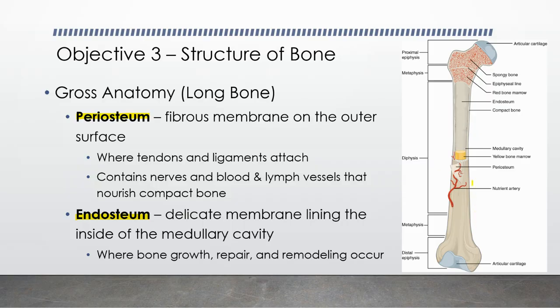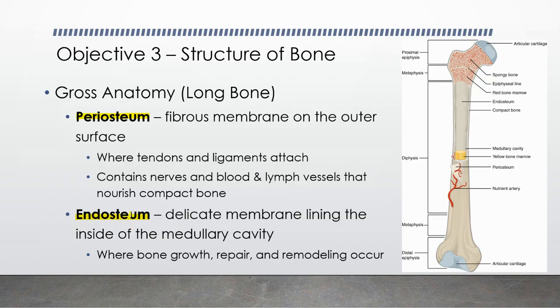You can see it's all of this area right here. You can pretty much find it everywhere except for where you see this articular cartilage. This is where your tendons and your ligaments are going to attach to the bone. It does contain nerves and blood vessels, and that's going to make sure the bone has a constant supply of nutrients and oxygen, and waste is going to be removed.